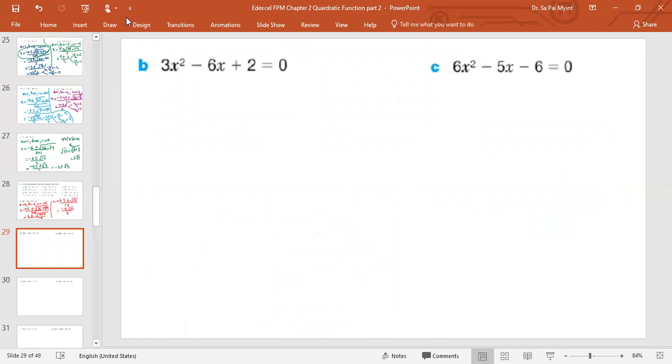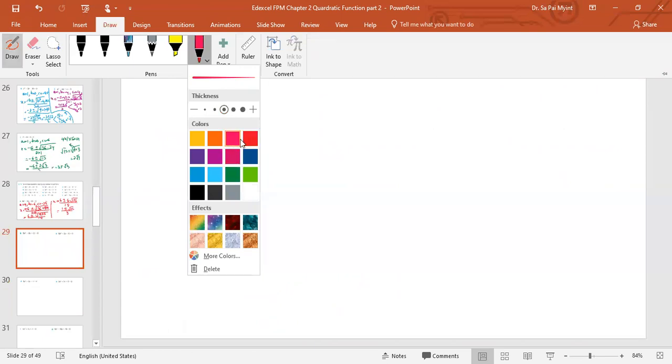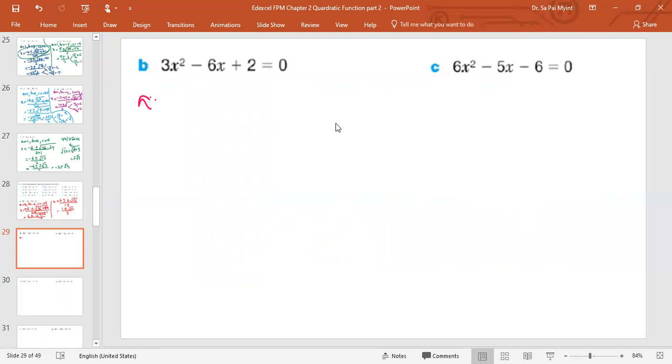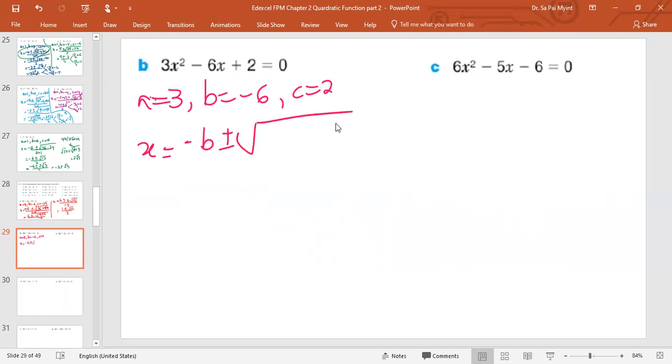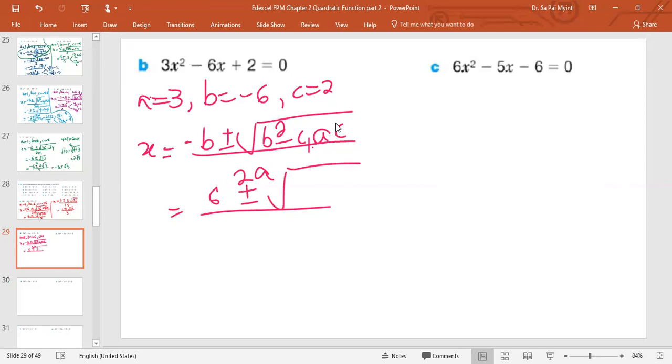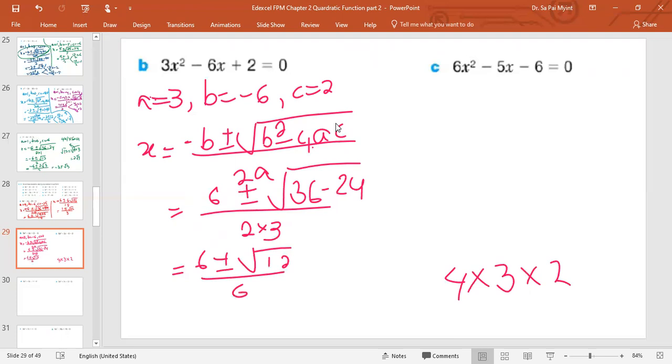You can compare with the given equation. Okay, what do you get? A equal to 3, B equal to minus 6, C equal to 2. X equal to negative B plus or minus square root of B square minus 4AC over 2A. Minus B, minus 6. What do you get? Plus 6, plus or minus square root of B square, minus 6 the whole square. What do you get? 36 minus 4AC. 4, what is A? A is 3. What is C? C is 2. So what do you get? 24. Divided by 2A means 2 into 3. What do you get? 6 plus or minus square root of 12 divided by 6.